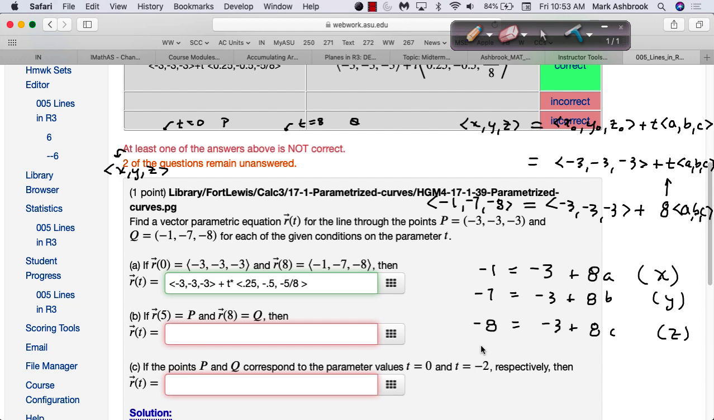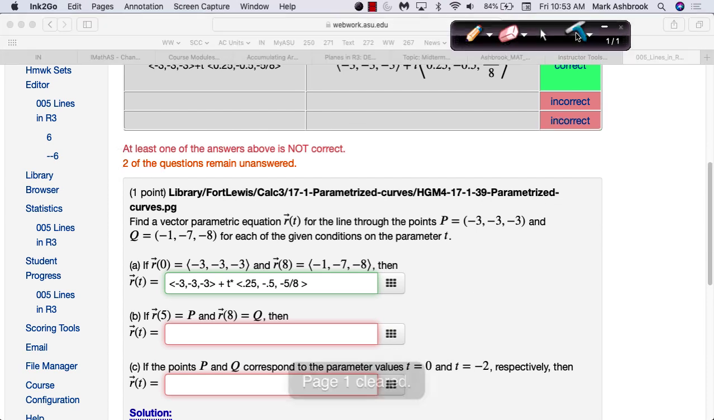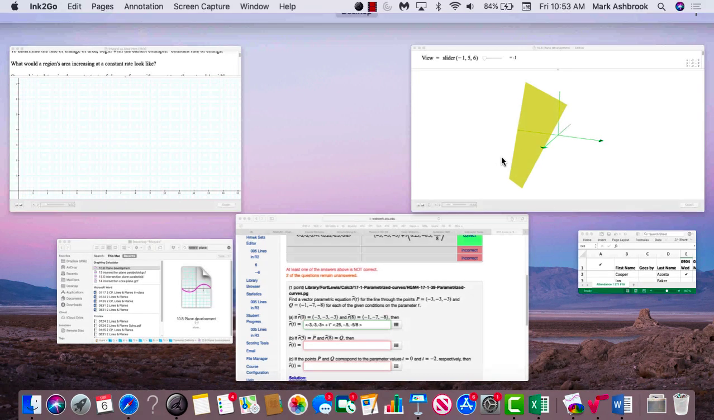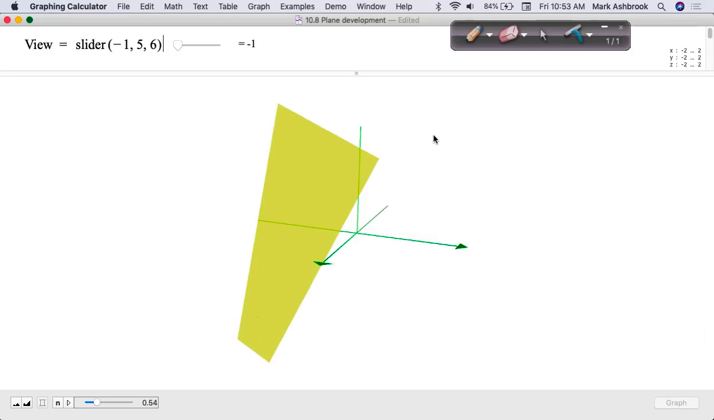Okay, so the next topic is planes. So we do lines and then we do planes, but important to note that these are totally different animals. These are apples and oranges. Cats and dogs, okay? Why?